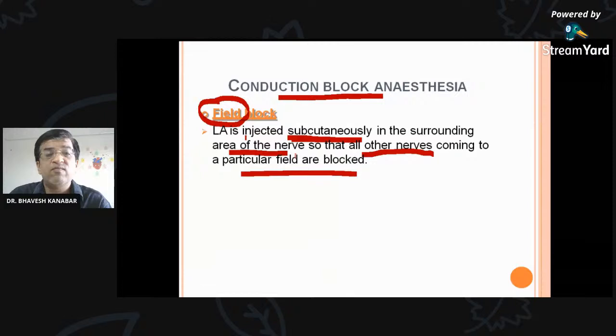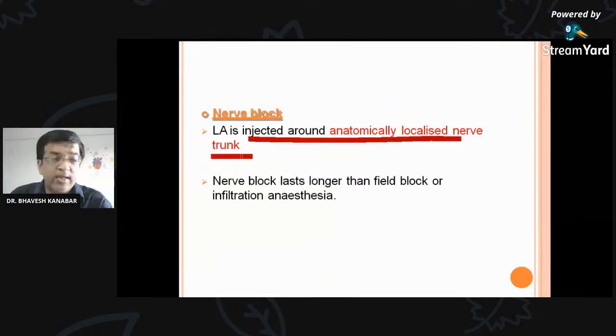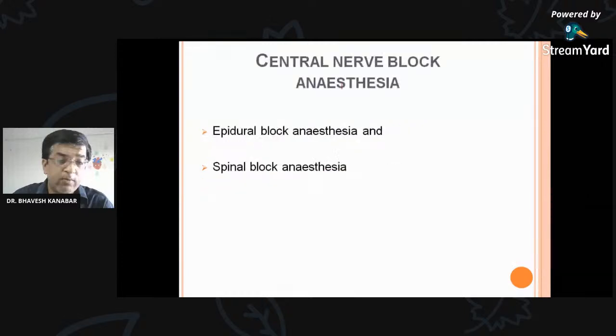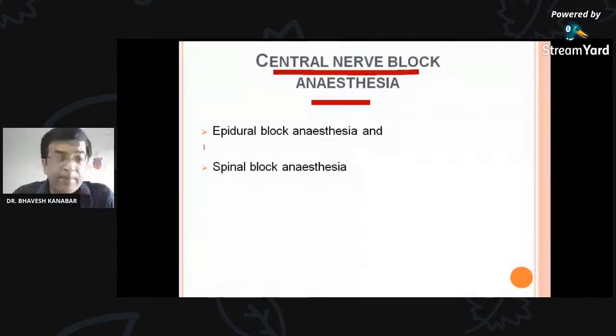Then nerve block. It is in the nerve trunk. Around the nerve trunk, local anesthesia is injected, causing a nerve block. It lasts longer than the field block or infiltration block. Then there is central nerve block anesthesia: epidural block anesthesia and spinal block anesthesia.